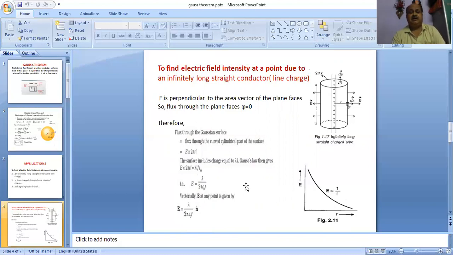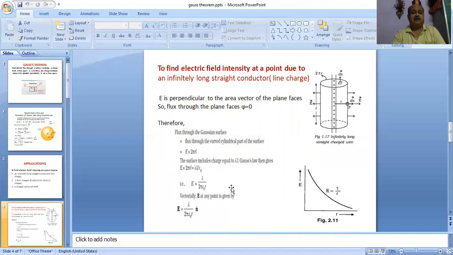In this expression, I have used Q equals lambda L. What is lambda? Lambda is linear charge density. And linear charge density equals charge per unit length, Q by L. So lambda equals Q by L. Therefore, Q equals lambda L.